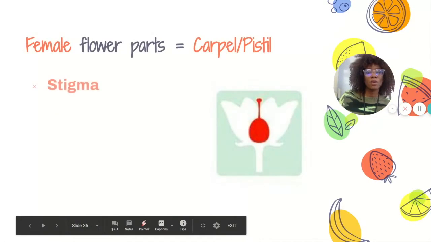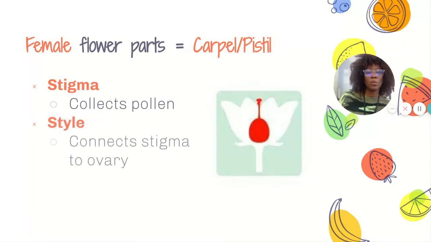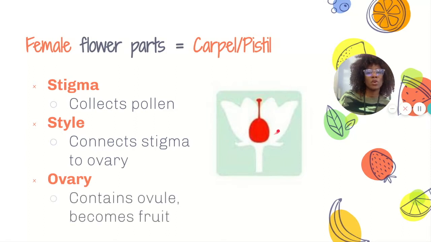So again, here's a flower. We have the stigma that collects pollen. We have the style that connects the stigma and the ovary. And then down here we have the ovary. It contains the ovule and it becomes a fruit.